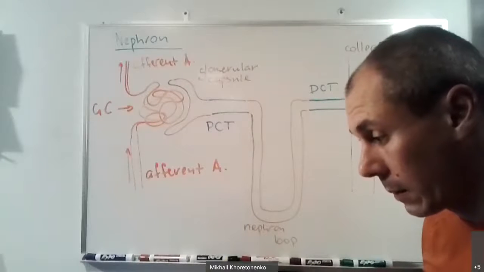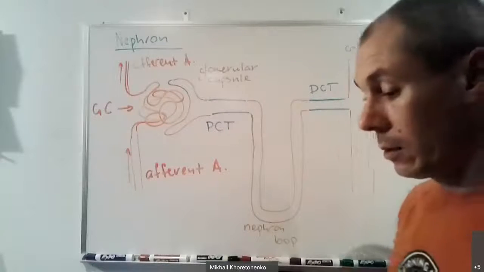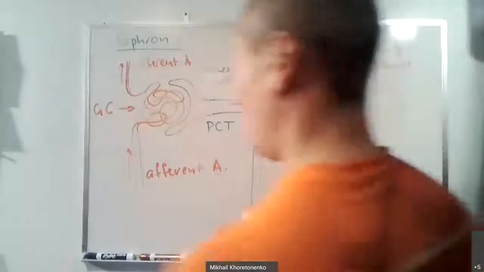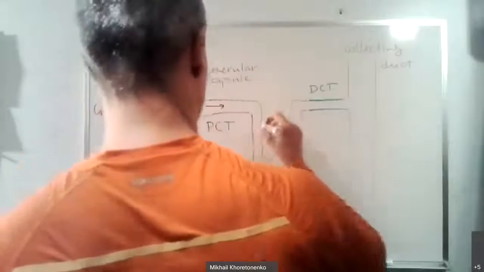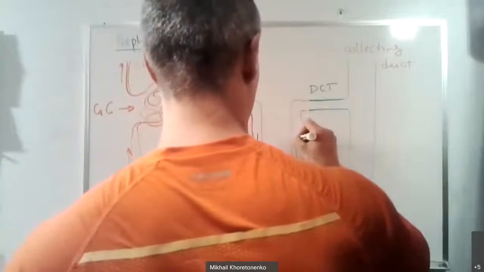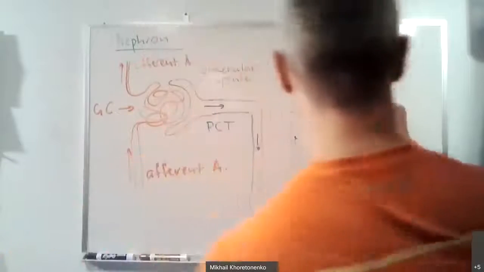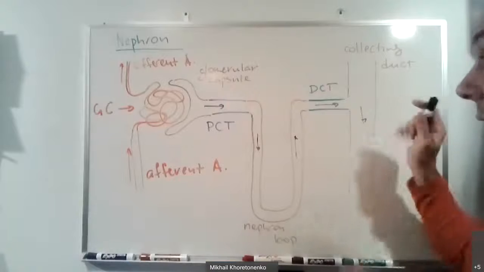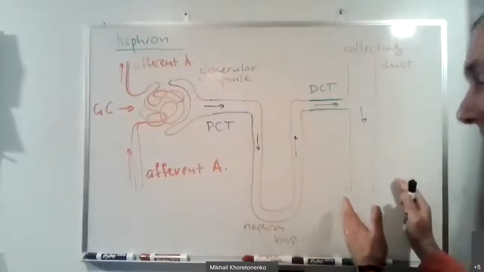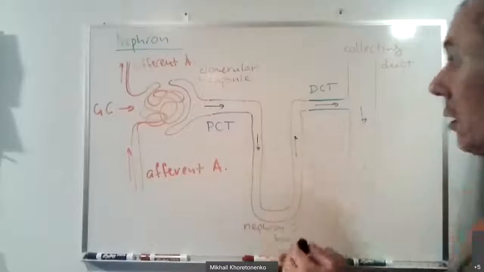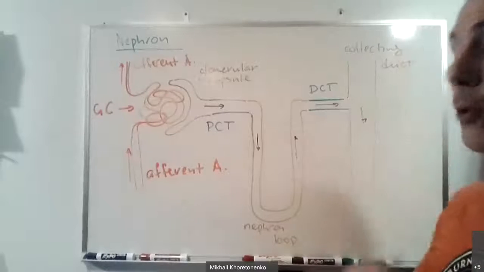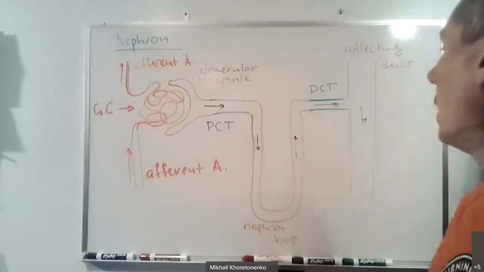The structure, okay. So the filtrate will go in this direction. This way, and this way. Collecting ducts, they're not a part of the nephron. That is not a nephron, okay? Nephron ends here. Collecting duct collects the fluid from multiple nephrons.